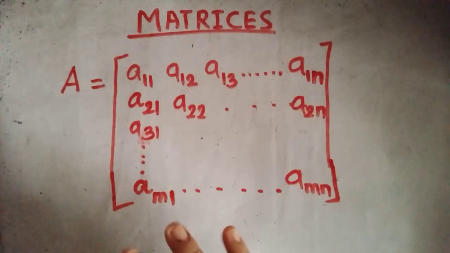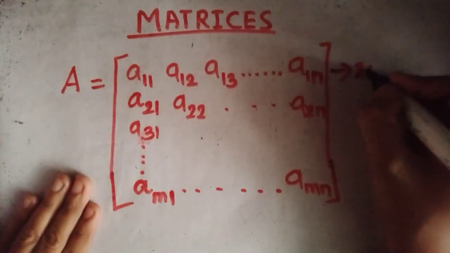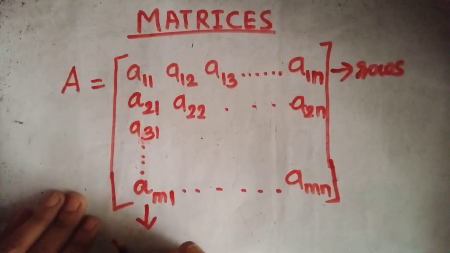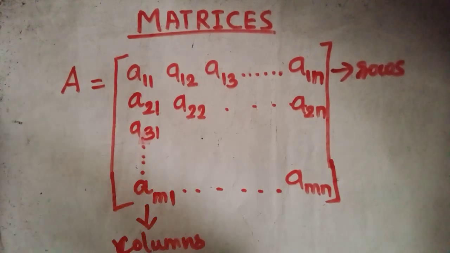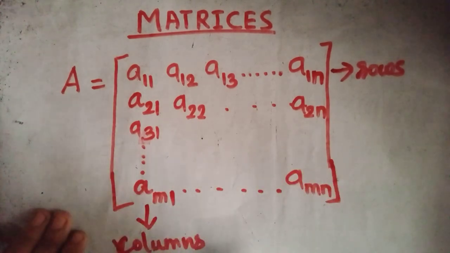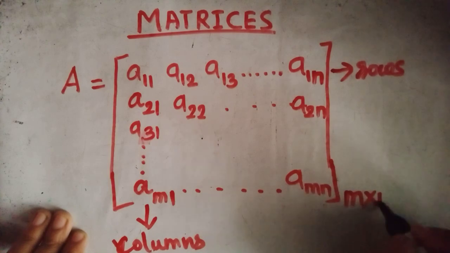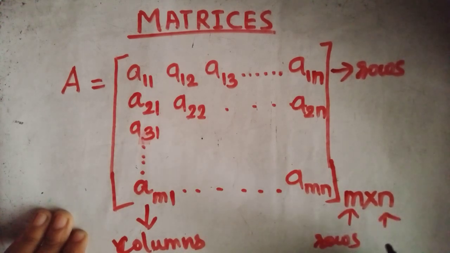For this matrix, these horizontal entries are called rows, and these vertical entries are called columns. The number of rows and columns is the order of the matrix. It is m cross n, where m specifies the number of rows and n specifies the number of columns.